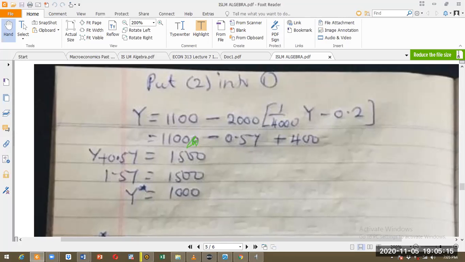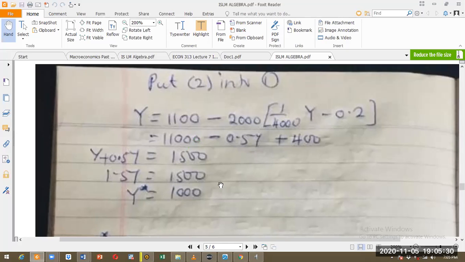It means that the equilibrium output or income is 1,000. Any question?